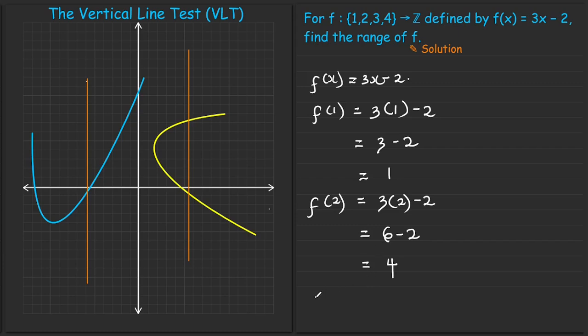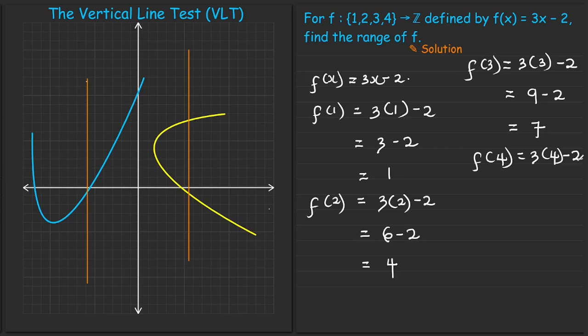And we solve for f of 3. And that is going to be 3 into bracket 3, then minus 2. 3 times 3 gives us a 9. So we have 9 minus 2. This one simplified gives us a 7. Then our final one, which is f of 4. That is going to be 3 into bracket 4 minus 2. 3 times 4 gives us a 12. So we have 12 minus 2, which also gives us what? A 10.